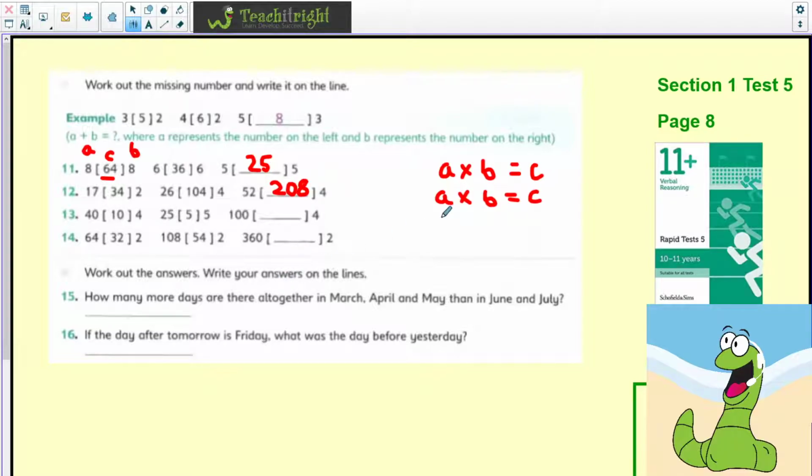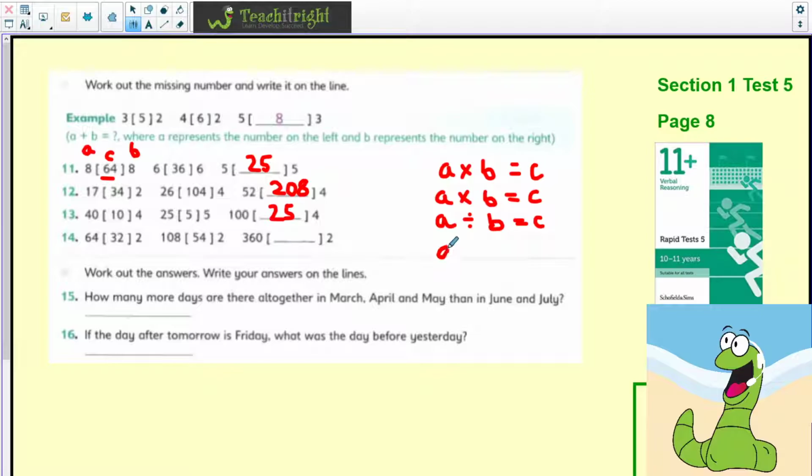And then 25, remember we've got to think about possibly doing different operations. This time we're going to do A divided by B to give us the middle number. So we're going to do 100 divided by 4. We should all be able to work that out. 25. You can always check with the inverse. So 4 25s are 100.